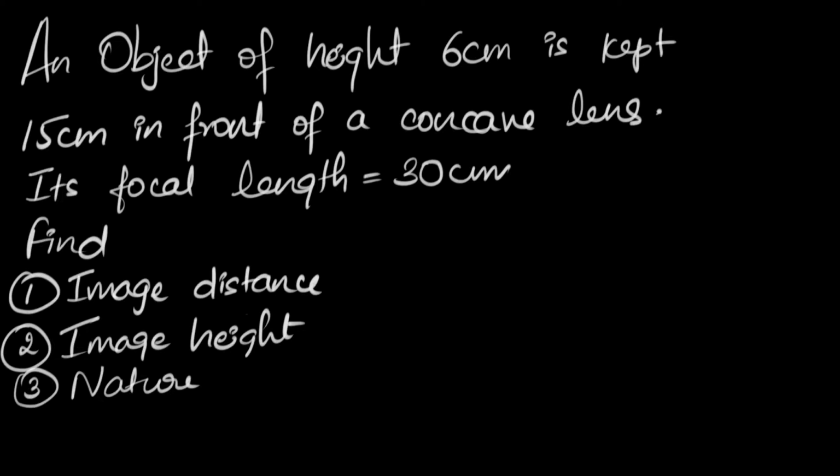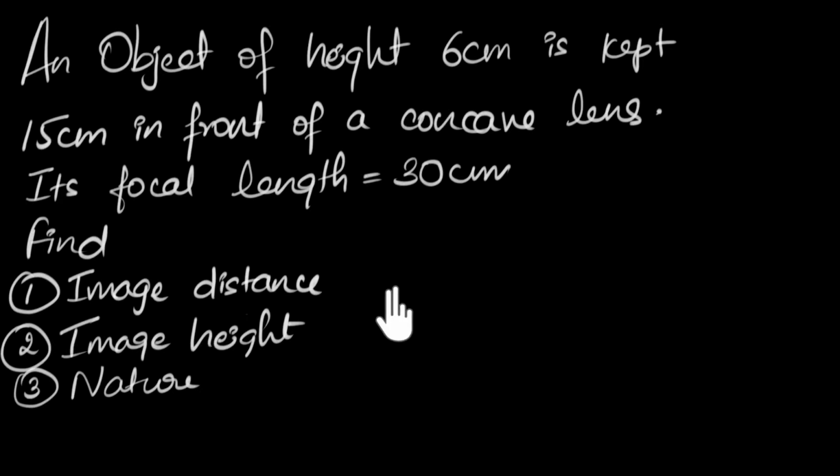Let's solve a numerical on lenses. So we have an object of height 6 centimeters kept 15 centimeters in front of a concave lens. Its focal length is 30 centimeters. Find the image distance, image height, and the nature of the image, meaning whether it's a real image or a virtual image.